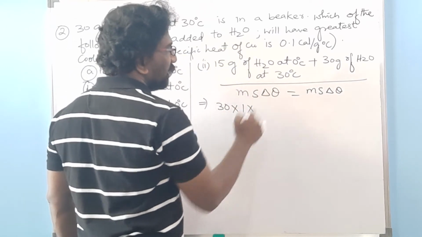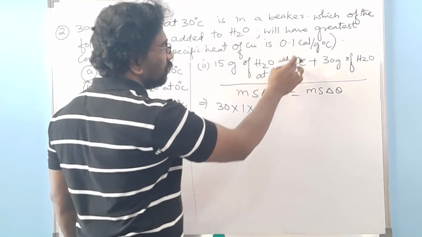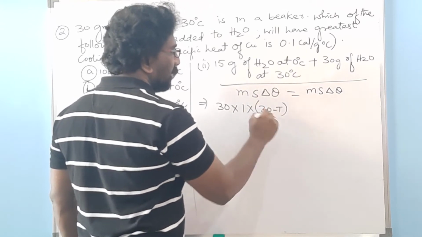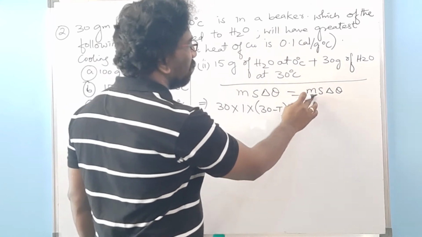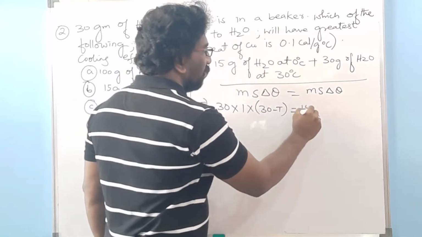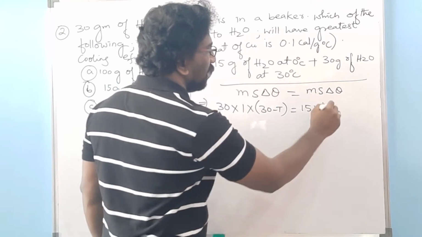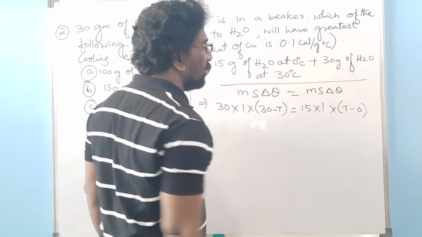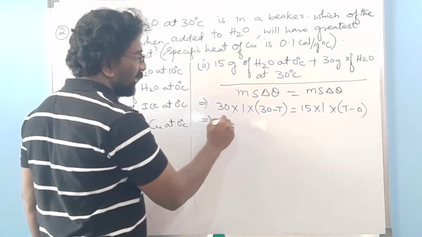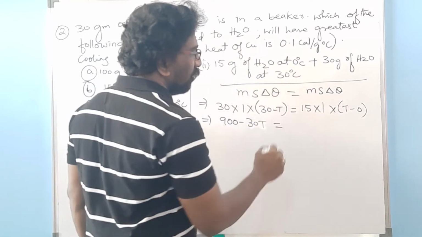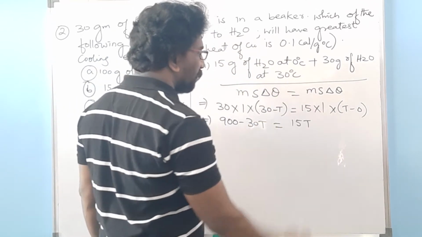And what is this temperature? It is from 30 to T degrees Celsius. Temperature change will be 30 minus T, equal to, what is the mass of this one? The mass of water at 0 degrees Celsius is 15. 15 into specific heat capacity 1 into temperature T minus 0. So now this becomes 900 minus 30T is equal to 15T.